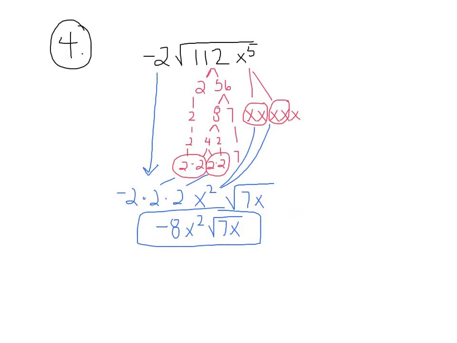Okay, here's the final answer. You should have gotten negative 8x squared times the square root of 7x. One thing I want you to keep in mind is when there's a number on the outside already, like right here, you've got that negative 2, at the end, you have to bring it back out to the outside and multiply it by everything else that you took to the outside of the radical, because otherwise it's not going to be a true statement. So there's your final answer.